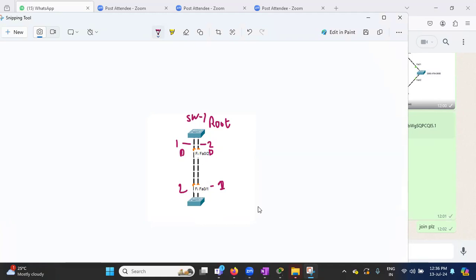This question was asked by a TCS employee. But I think only one path would be available. The other one would be blocked. That's okay. I'm asking what the root port is, and what will be the DP port? How can we identify? Both ports have the same cost. Then how to identify?